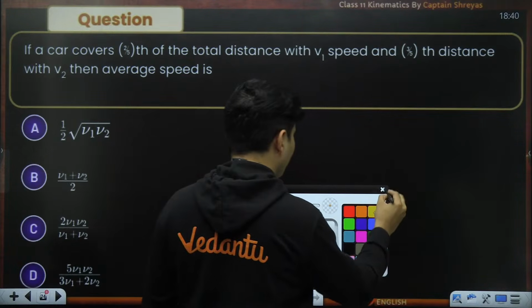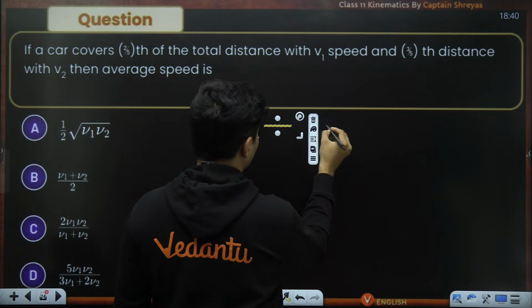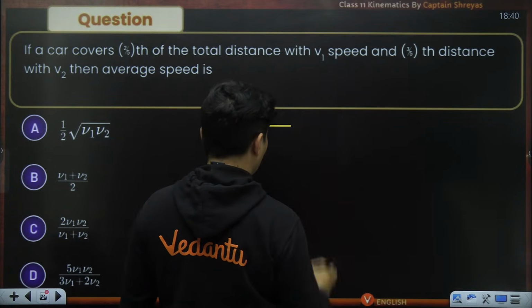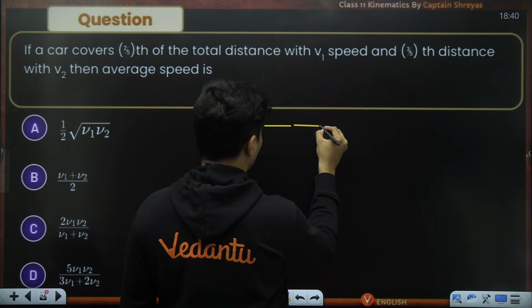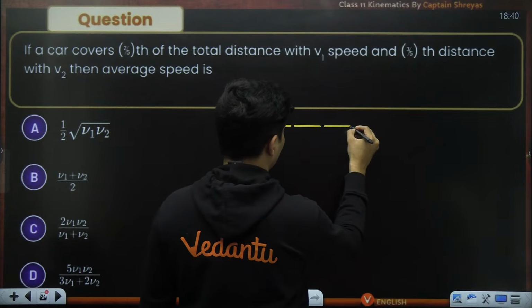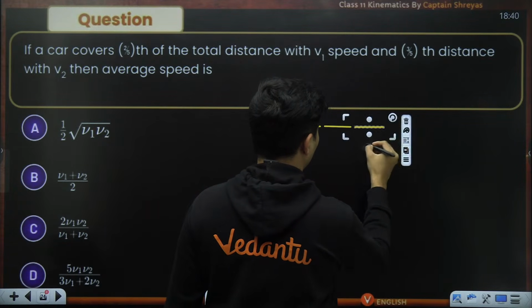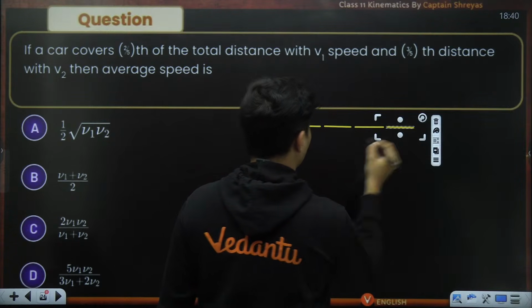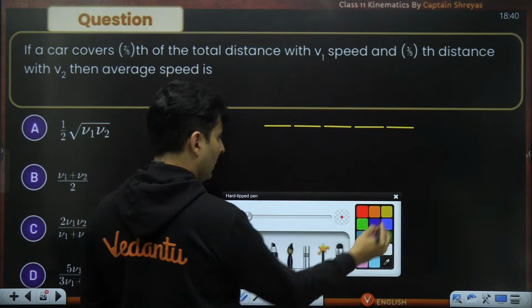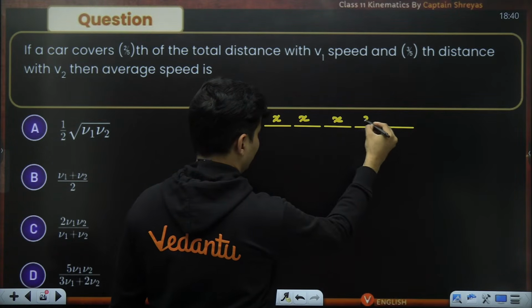So I have an idea. How about thinking of it like this? This is one part, then this is another part, and then another part, and then another part, and then another part. So totally 5 parts are there over here. I call each part as X.